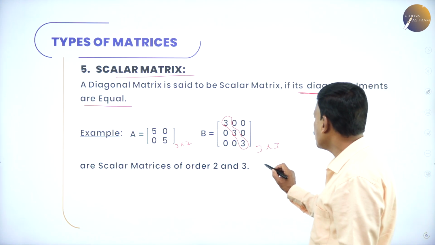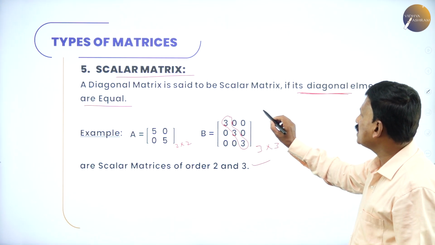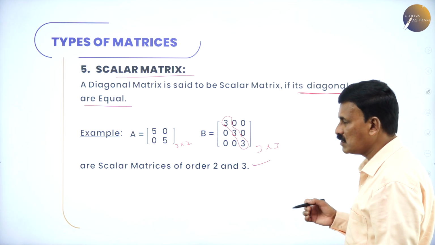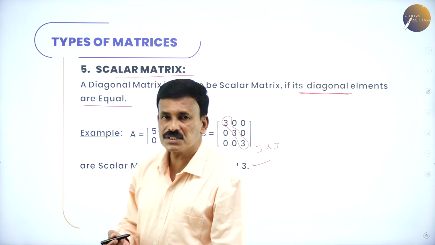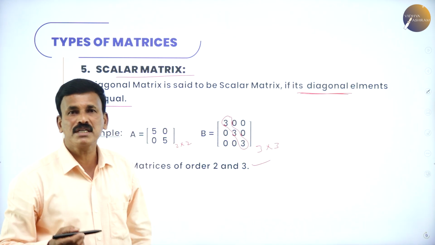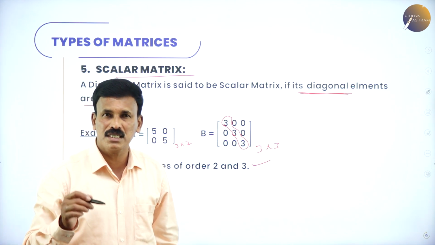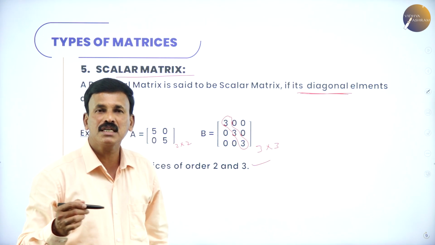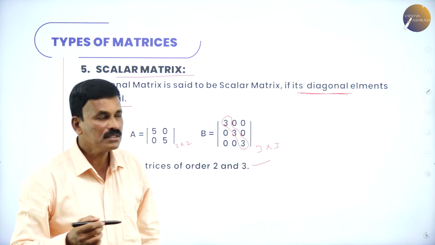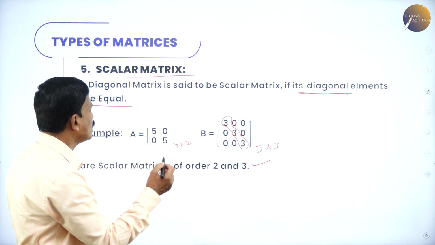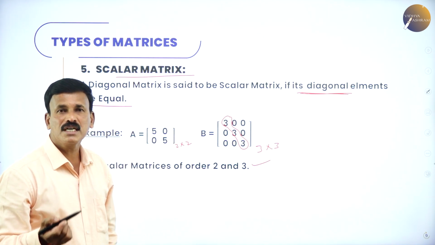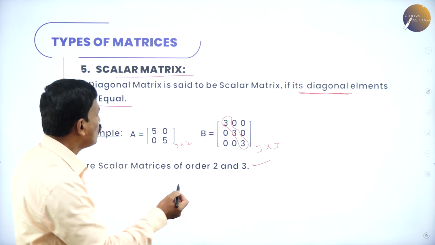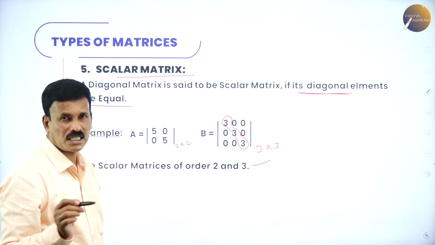So, this is a very important definition. A diagonal matrix is said to be a scalar matrix if its diagonal elements are equal. Otherwise, you can also define it like this. A scalar matrix is a square matrix in which all the principal diagonal elements are the same and other elements are zero. Non-diagonal elements are zero. Or it is a diagonal matrix. Diagonal matrix means all elements are zeros except the principal diagonal. So, it is a diagonal matrix in which all the principal diagonal elements are the same.